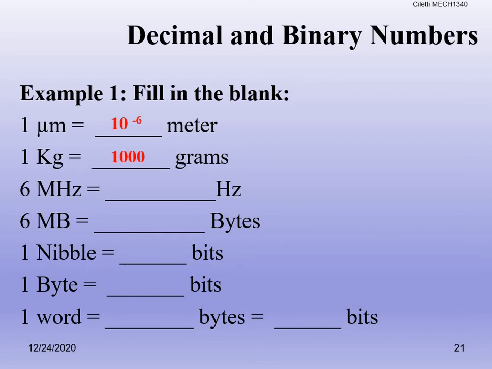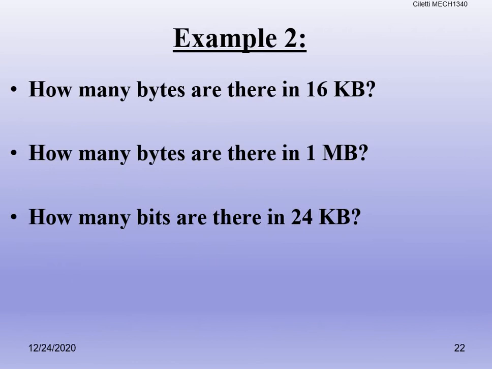We got 6 megahertz, which should be what? Mega is times 10 to the 6th. So we should have 6 million hertz when we do this. Just so you know, a nibble is 4 bits, a byte is 8 bits, a word is 2 bytes, which is 16 bits, and 6 megabits is 6,291,451 bytes. So go back through and make sure that you got a decent understanding of those.